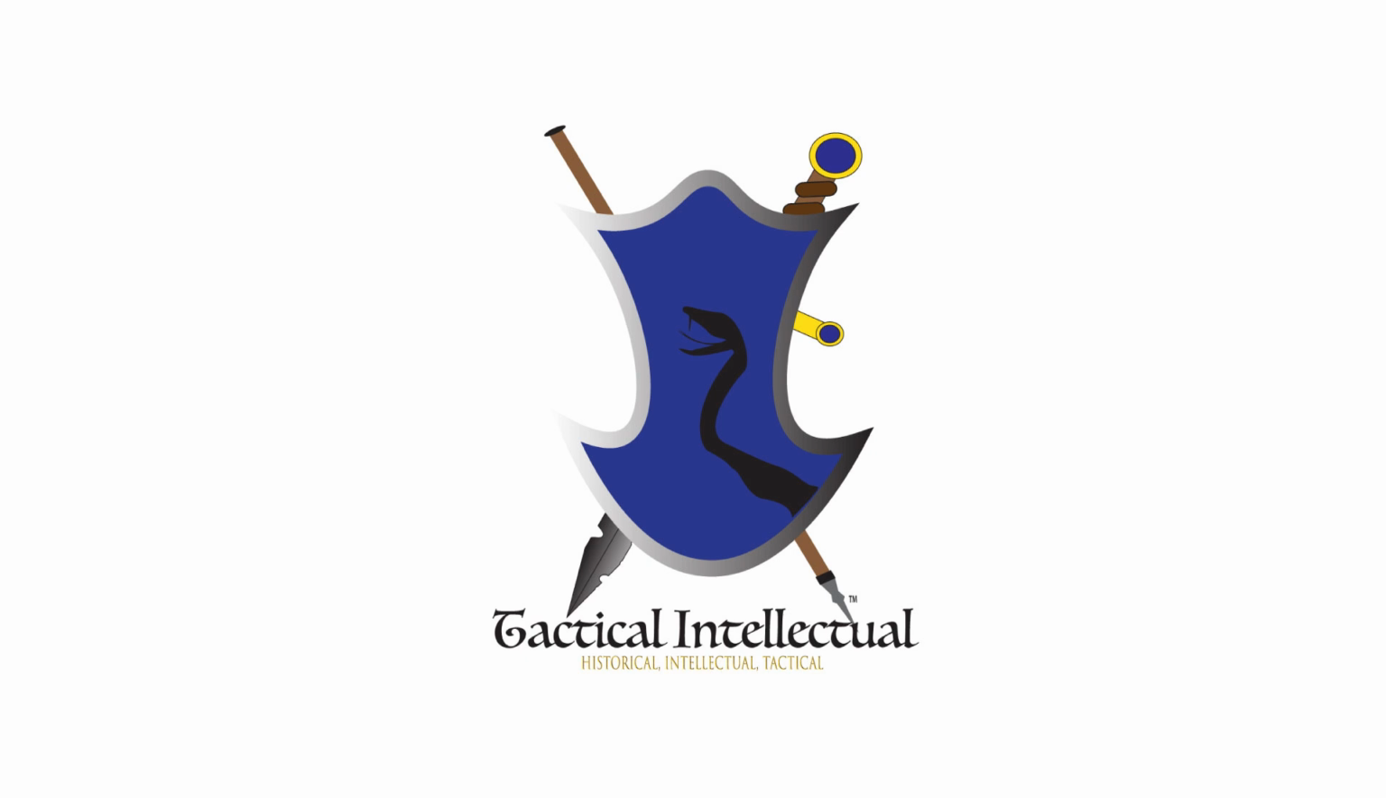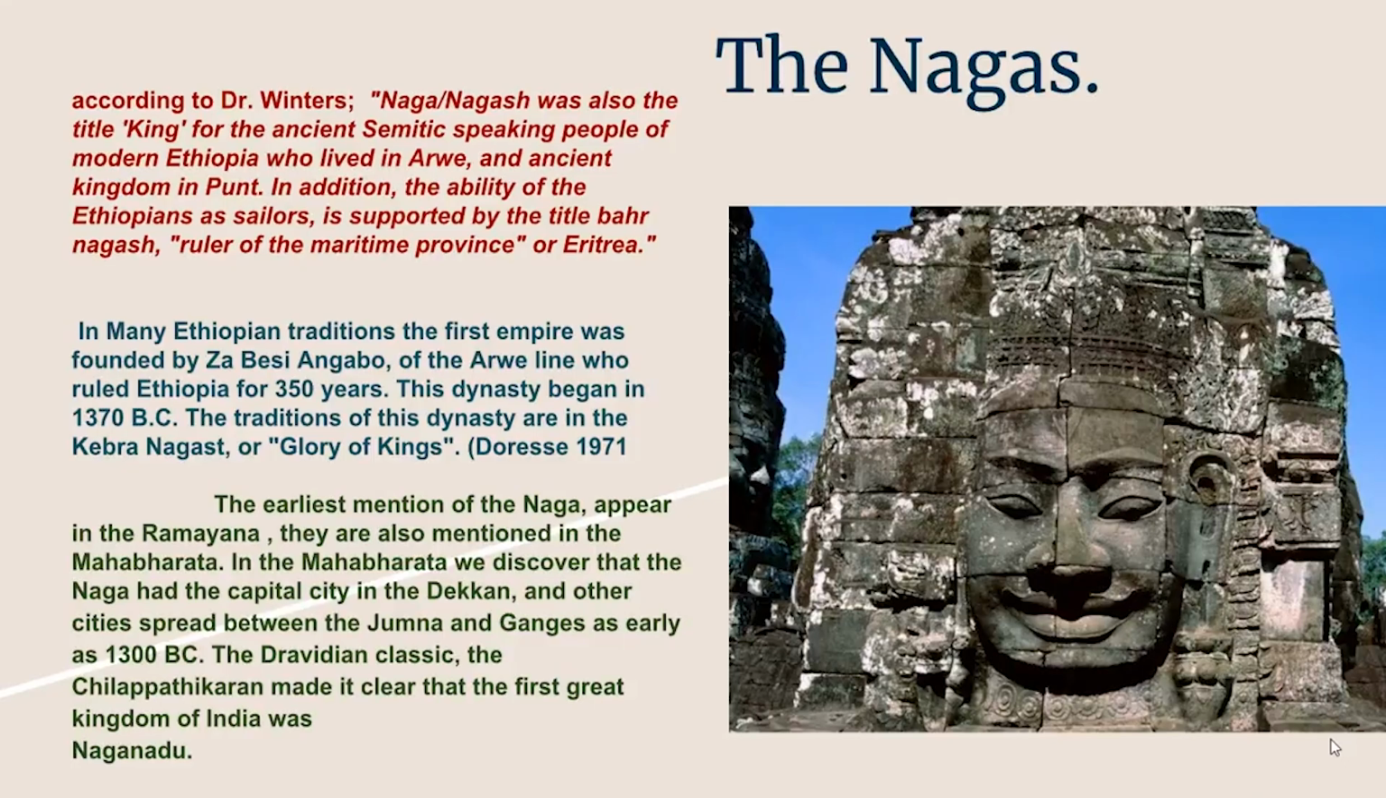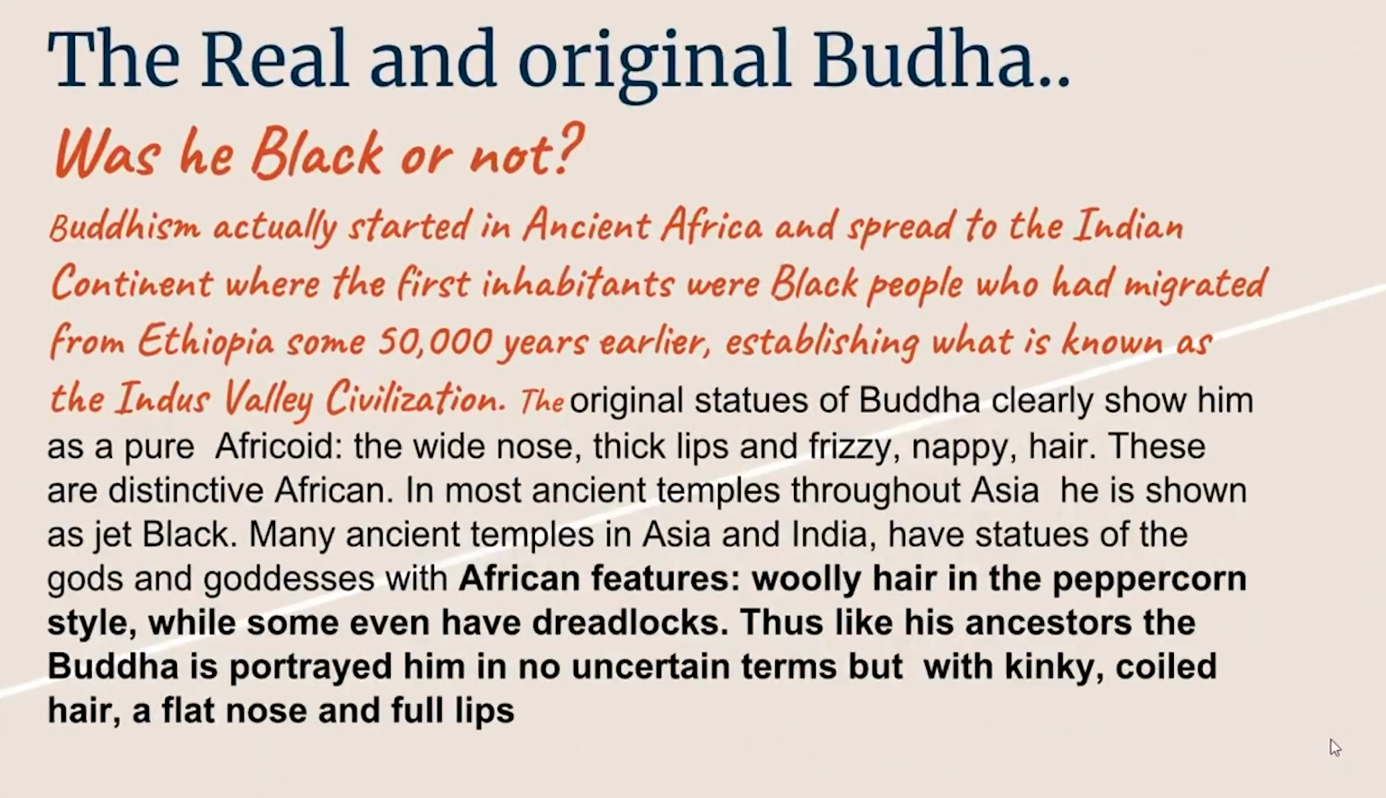So the Dravidians, I didn't really want to talk about them right now, but we know that they existed. I didn't want to jump ahead, but we know they exist. They will be covered more extensively in presentations down the road. But let's move forward. Now, the real origin, the original Buddha, was he black or white or not?